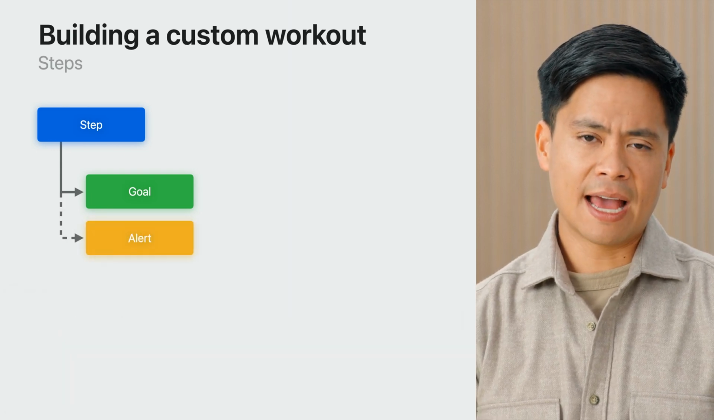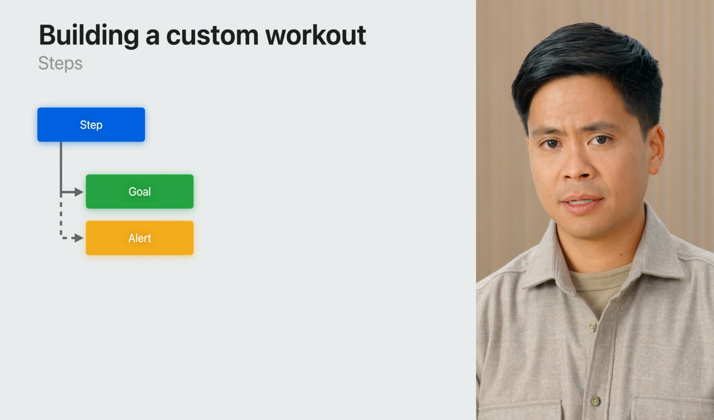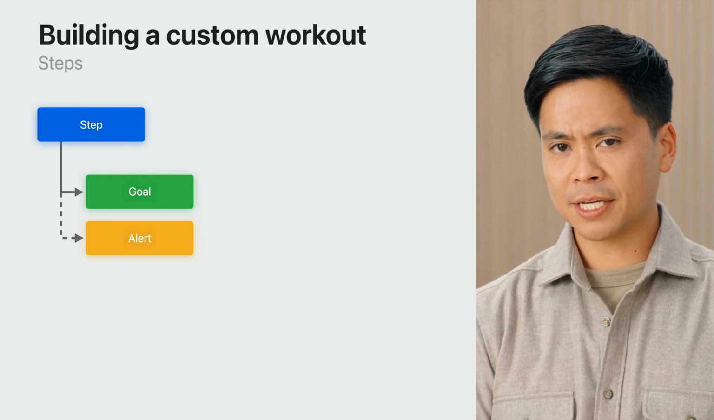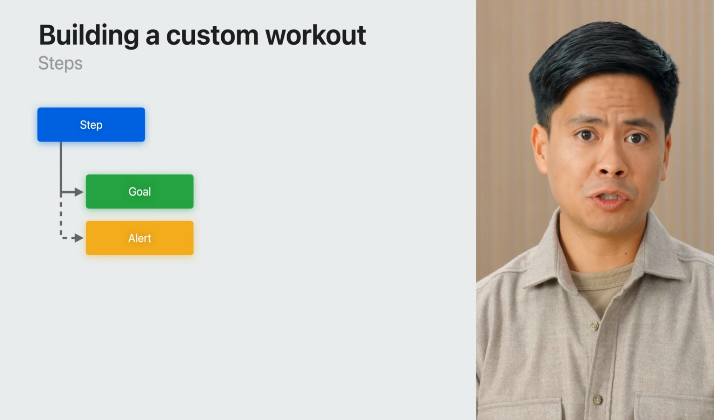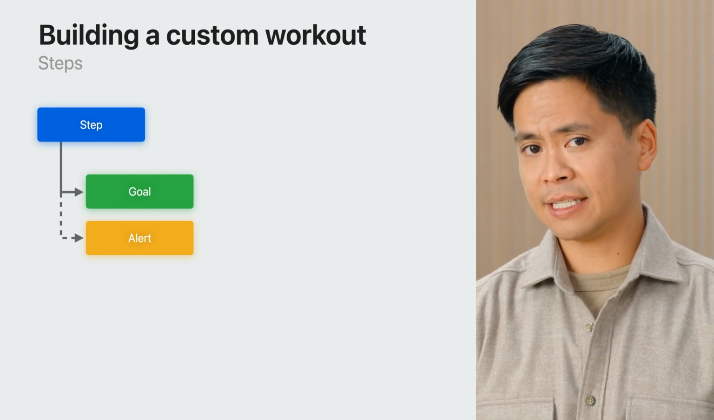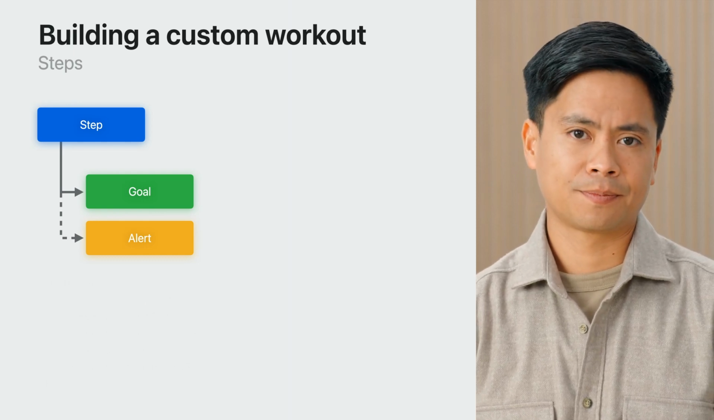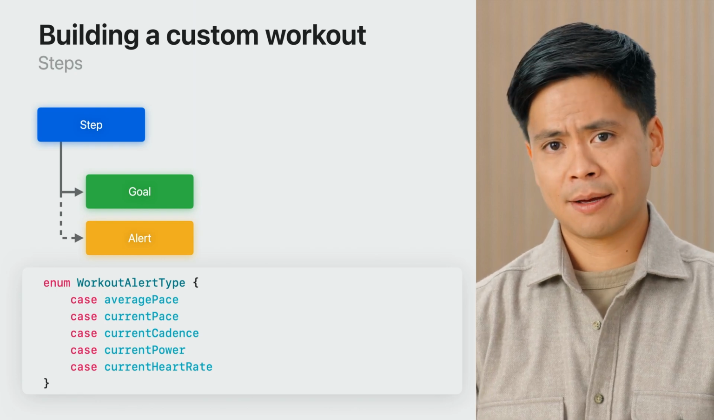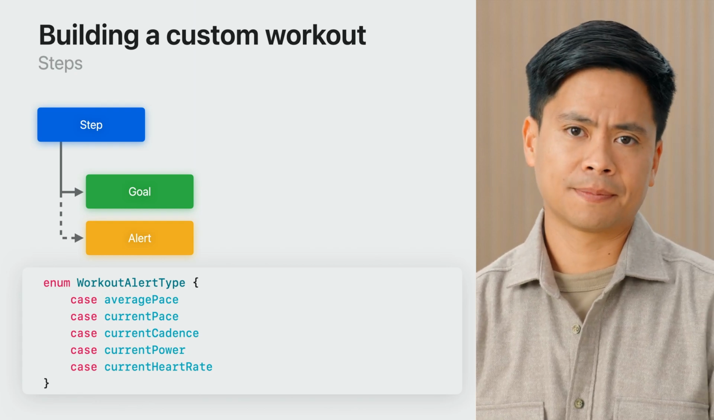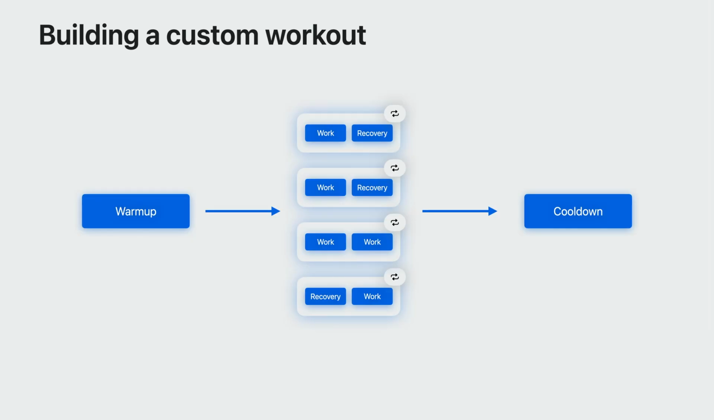And secondly, every step can contain a single alert. Alerts inform the user of a particular metric that indicates their current performance. For example, the user may want to be alerted when their heart rate is elevated past a certain threshold. And we're bringing support for pace, cadence, power, and heart rate alerts. Now that we know what makes up a step, let's take a closer look at blocks.